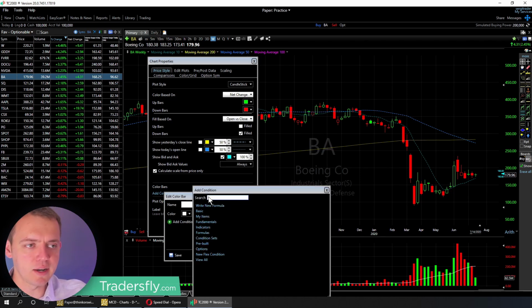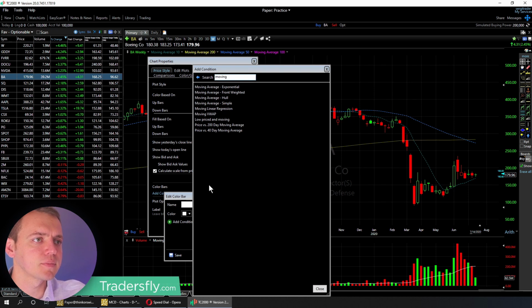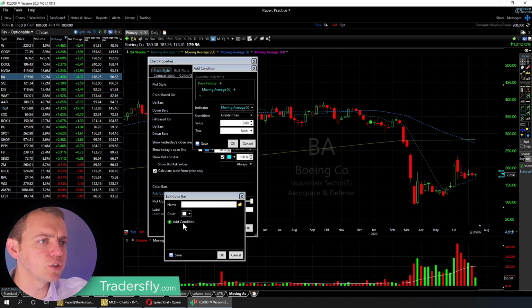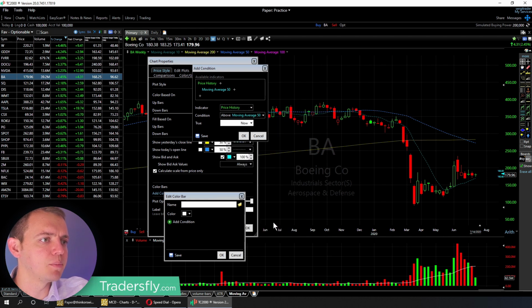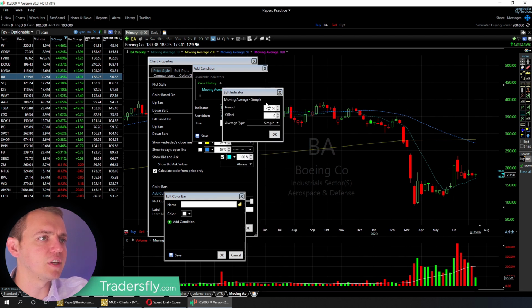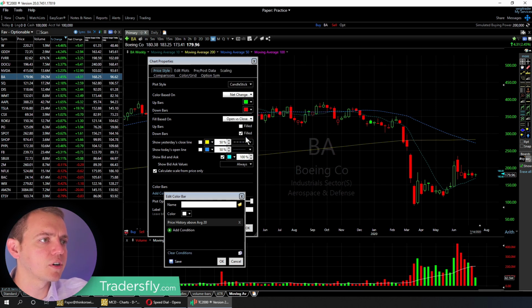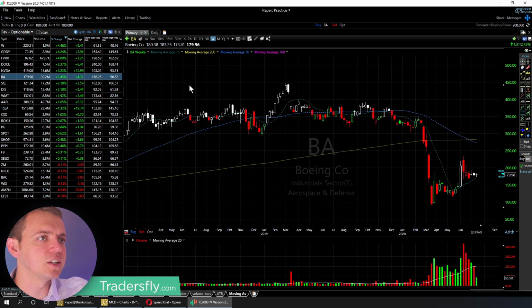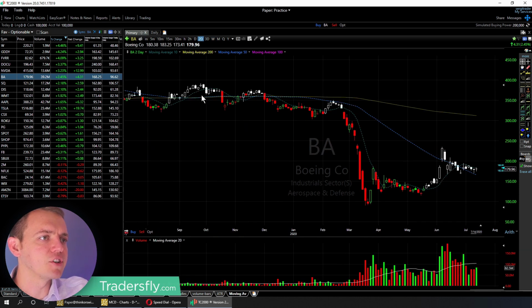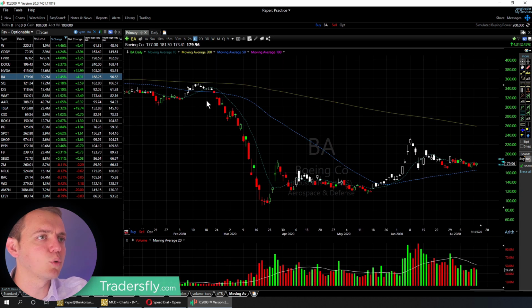So we could go ahead and add a moving average right here. You could do it based on a simple moving average, where the price is above the moving average of 50, or you could do it on above the moving average of 20, whatever suits your perspective. And there you go. You can see there's our price above the moving average of 50 or 20. And that's how you could go about doing it.